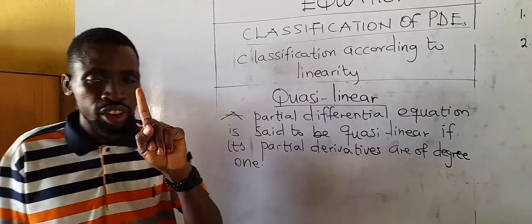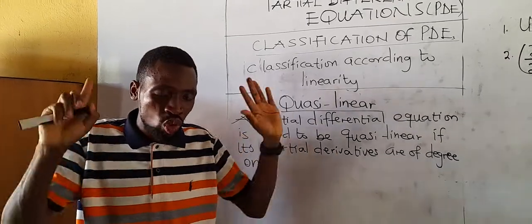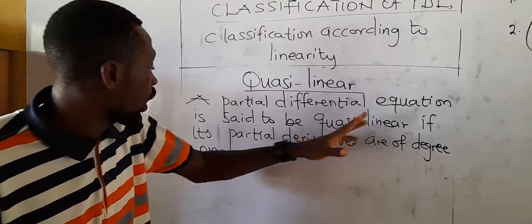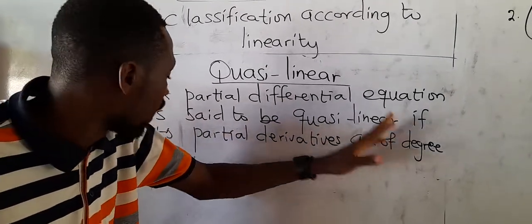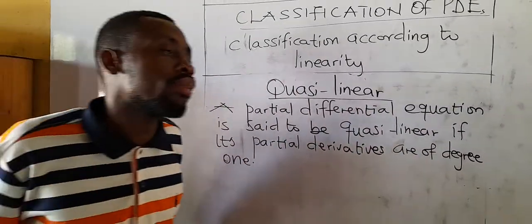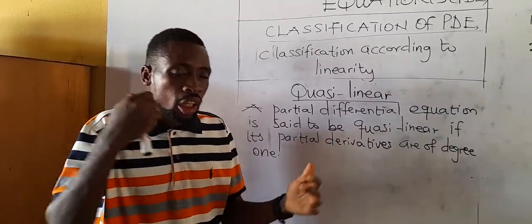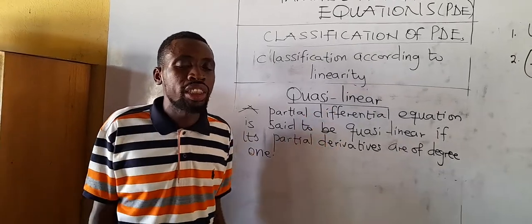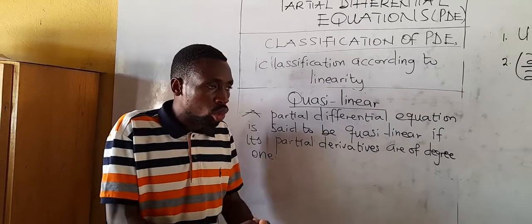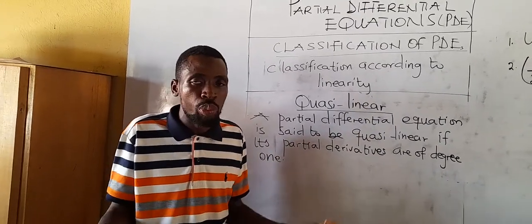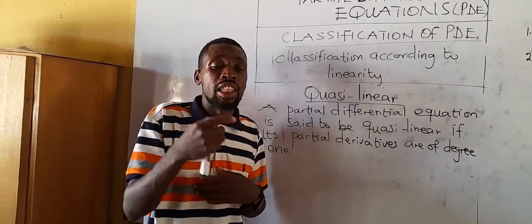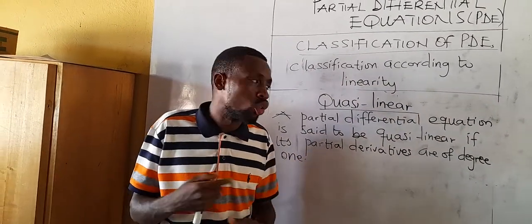There is only one condition for a partial differential equation to be quasi-linear. Thus, a partial differential equation is said to be quasi-linear if its partial derivatives are of degree one. Only that. So check the partial derivatives. If they are of degree one, then it is quasi-linear. Any other thing can happen. No problem. There can be a product between a dependent variable and the partial derivative. No problem. It qualifies to be quasi-linear. There can be a transcendental function. It qualifies to be quasi-linear.